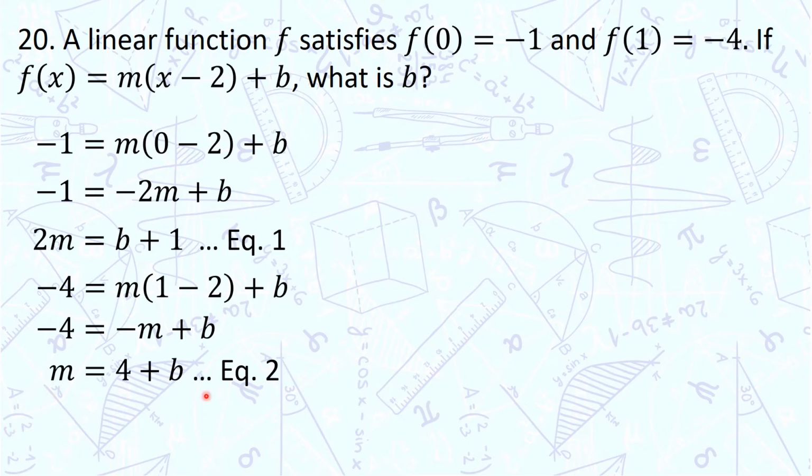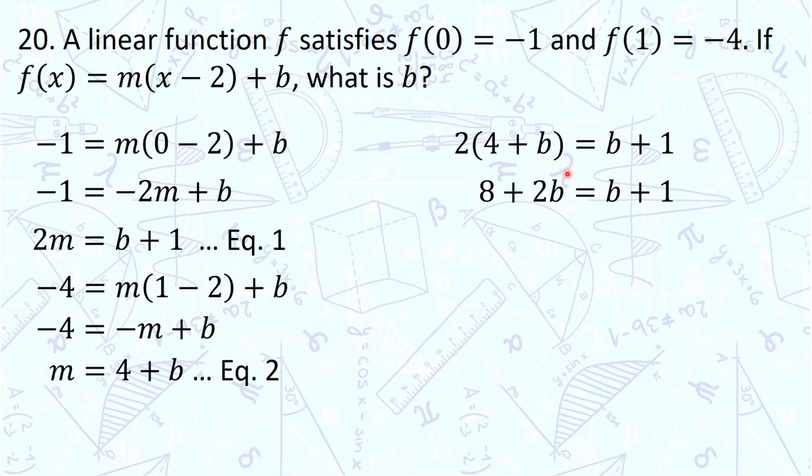To solve for b, we solve equation 1 and equation 2 simultaneously. Then we'll have 2 times the quantity 4 plus b equals b plus 1, substituting the value of m, 4 plus b, to m in equation 1. Distributive property, we have 8 plus 2b equals b plus 1. Then we have 2b minus b equals 1 minus 8. b is equal to negative 7.